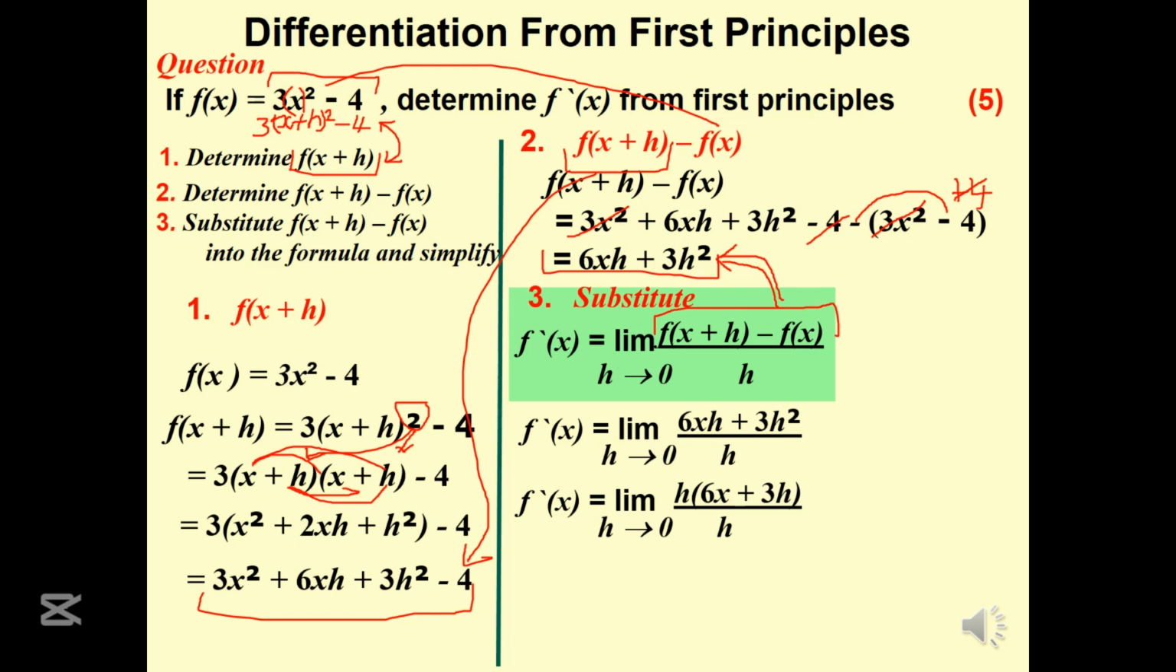You factor out h from the numerator so that the h you factor out and the denominator are divided. So now we are left with the limit of 6x plus 3h. The remaining h becomes 0 because h approaches 0. If that becomes 0, then in this expression the remaining value is 6x. Therefore, the limit is 6x. Therefore, the derivative of f of x equals 3x squared minus 4 is equal to 6x.